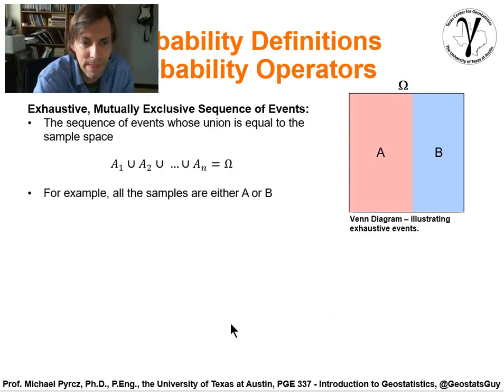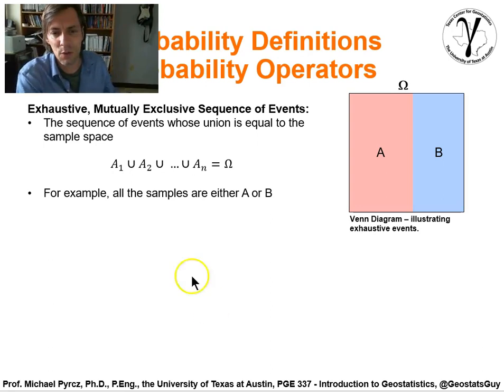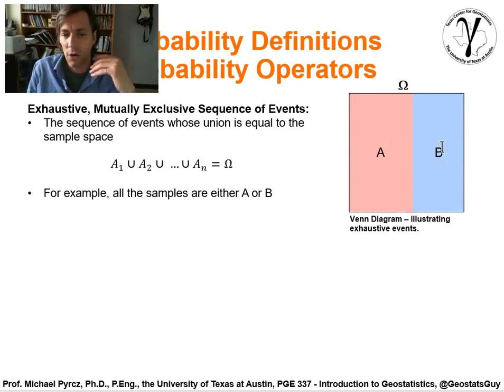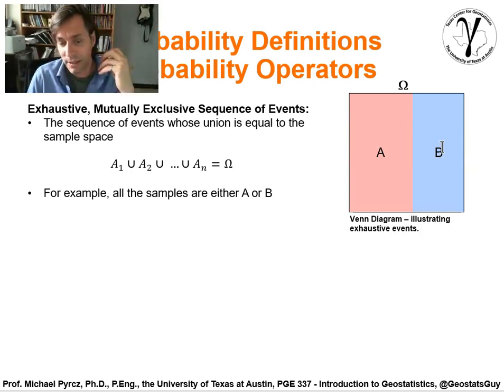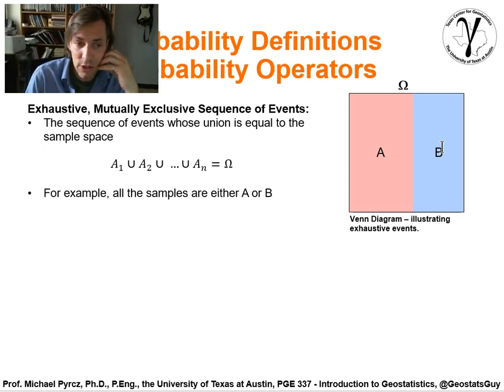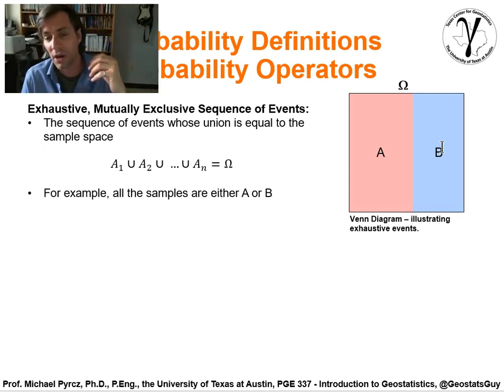Then we have the case of exhaustive, mutually exclusive sequence of events. These are sequence of events whose union is equal to the sample space. Let's take a very simple example. We have our omega space, which is shown right here, and we have event A and event B. Notice that there are no white spaces. This suggests that we have, in fact, a set of events which are exhaustive. They cover all possibility. There's nothing that falls outside of them.